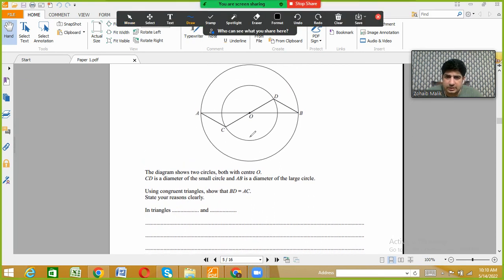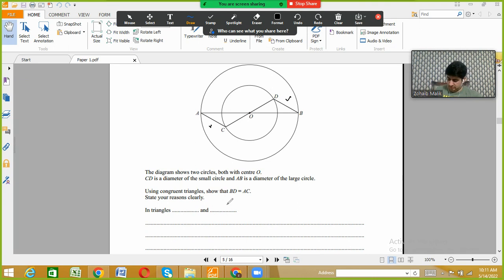here's a circle and there is another circle inside this. In the bigger circle, the diagram shows two circles both with center O. CT is the diameter of the small circle and AB is the diameter of the larger circle. Using congruent triangles show that BD is equal to AC. We have to equate these two sides by using the congruent triangle. So state your reasons clearly. This is very important. We have to state the reasons very clearly about this.